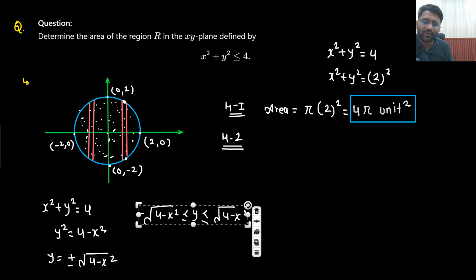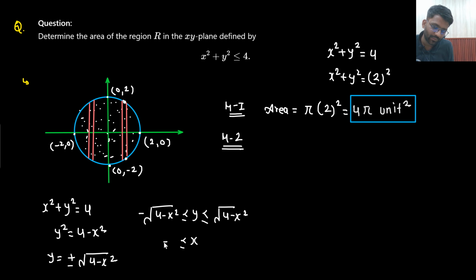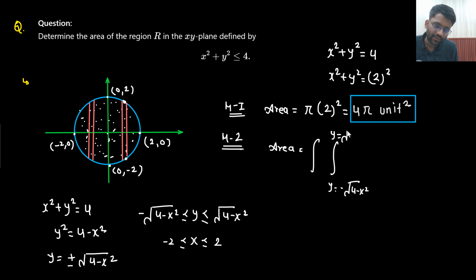And since you have taken the limit of y, what do you do? You squeeze this on x-axis. If I squeeze this on x-axis, I would know that x is going from minus 2 to 2. Right? So what will be the area? Area is dx dot dy. X is going from minus 2 to 2 and y is going from minus under root 4 minus x square to under root 4 minus x square. So this is how y is going, dot dx.